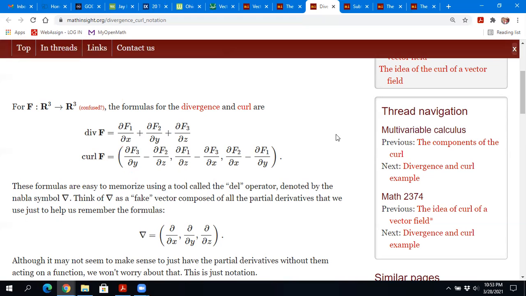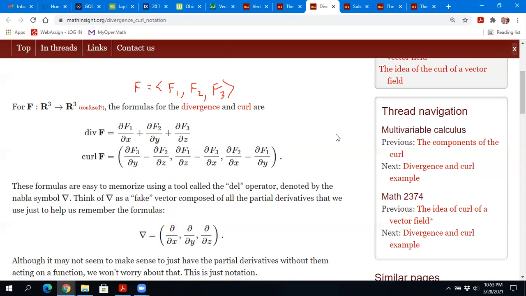Okay, but the divergence of f is given by the partial of the first function, right? So our vector field f is given by f1, f2, f3. Okay, and by the way, we used M, N, P in my notes a couple of minutes ago, but that's okay.